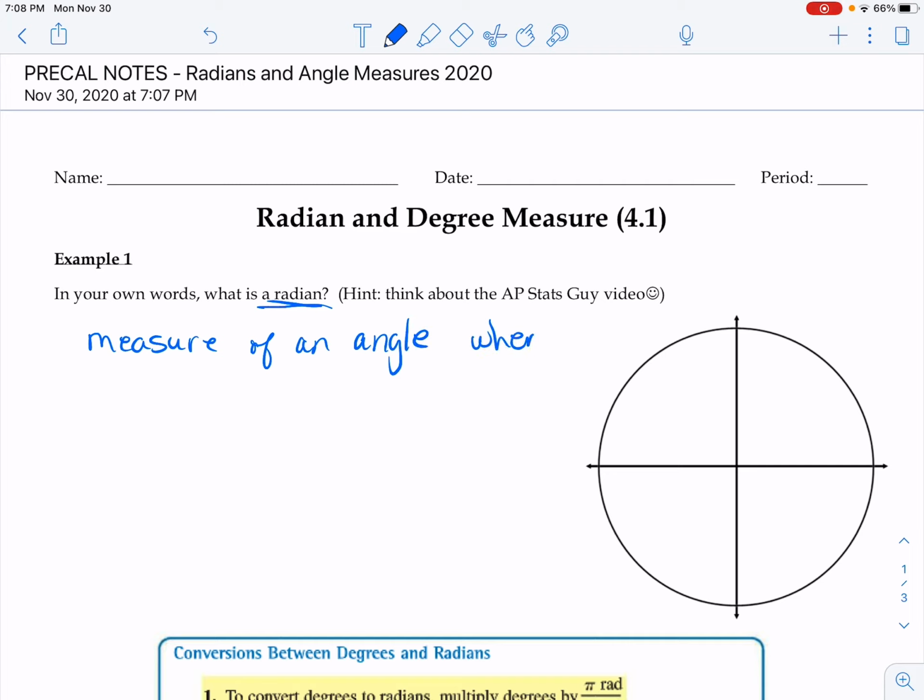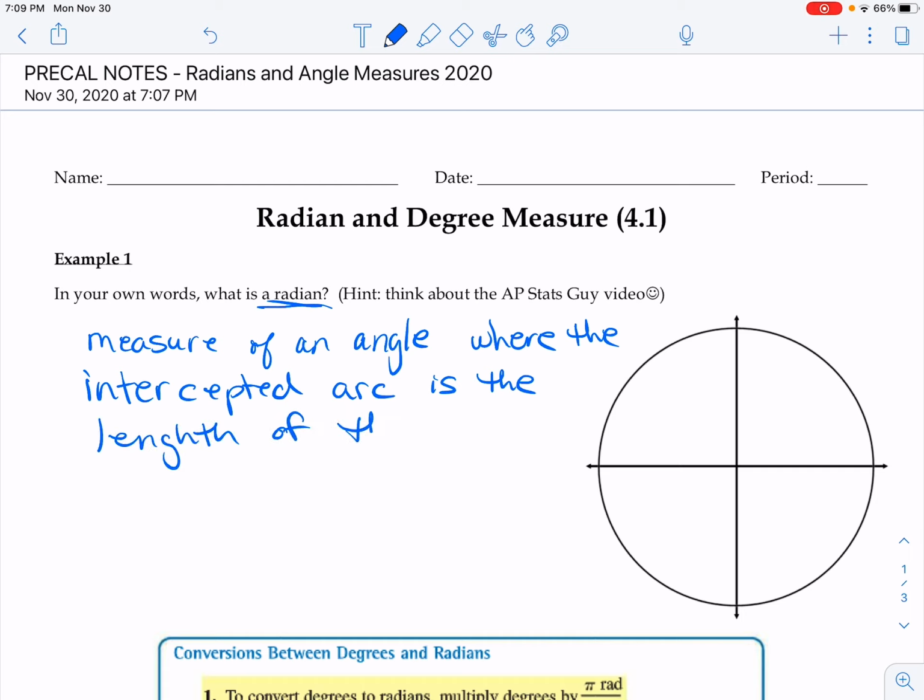where the intercepted arc is the length of the radius.